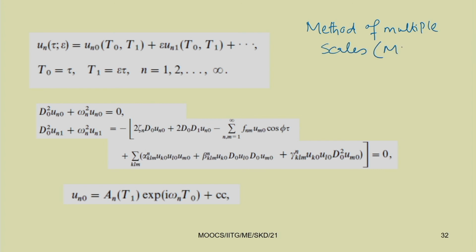To derive the solution and the stability equation, here to apply this method of multiple scales, we can write u_n(τ, ε) equal to u_n0(T0, T1) plus ε u_n1(T0, T1). Here we are taking, as you already know, T_n equal to ε to the power n times t.